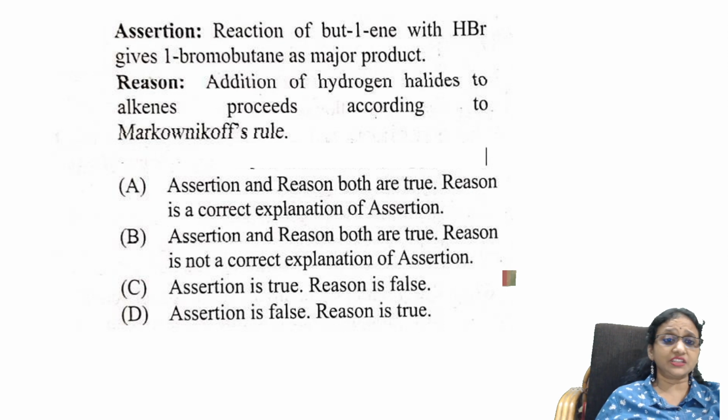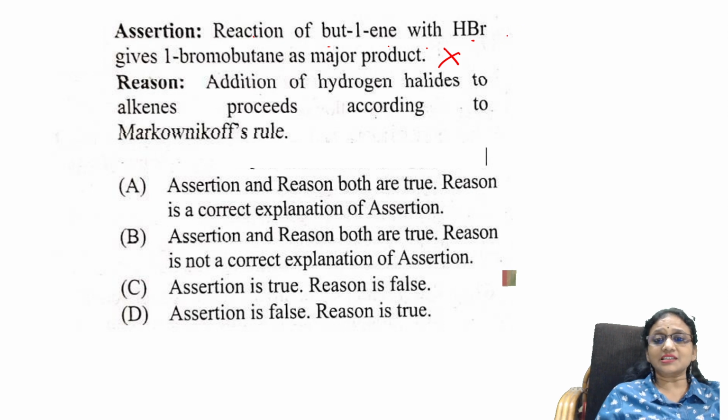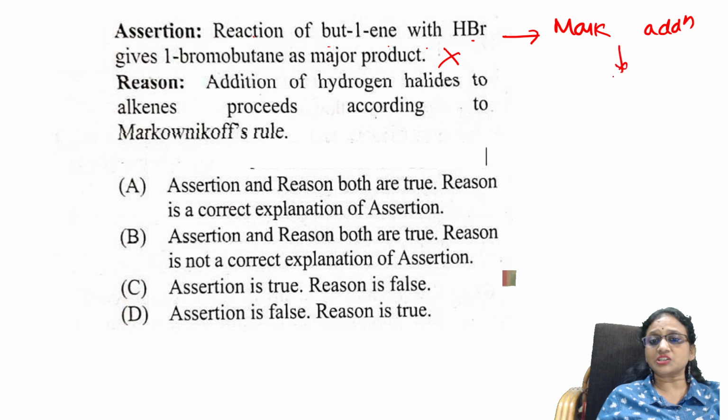Reaction of but-1-ene with HBr gives 1-bromobutane as a major product. Addition of hydrogen halides to alkenes proceeds by Markovnikov addition. Perfect. Let us see, students. Reaction of but-1-ene with HBr gives 1-bromobutane as a major product. This is wrong because this is nothing but Markovnikov addition. In Markovnikov addition, what is a major product? Always 2-bromo. 2-halo products are major. Correct. So they have given it wrong.